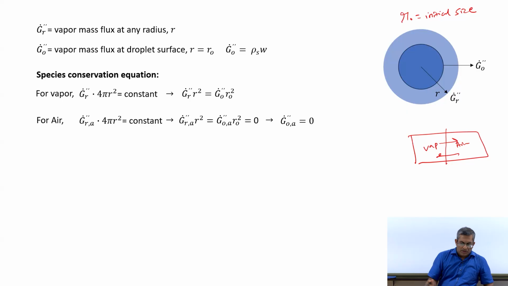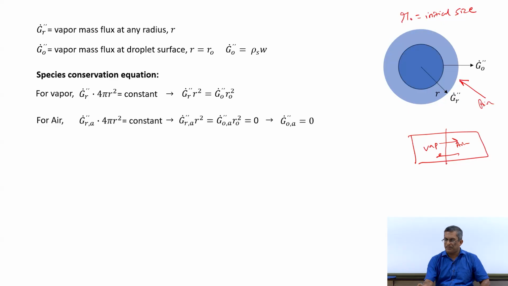But if we consider only the species which is air, there also this equation must be valid, because air is not consumed anywhere. So, now this means that the mass flow rate of air at any radial location should be equal to mass flow rate of air at the surface. Now, we know that air is diffusing in this direction opposite to that of the vapor.